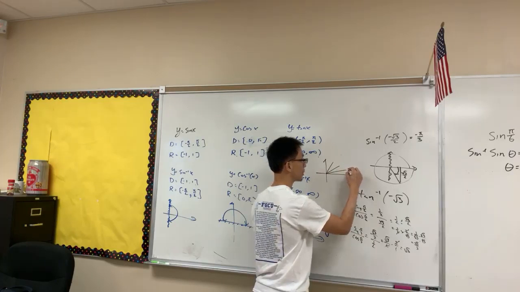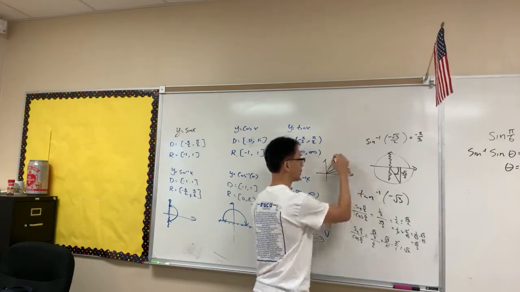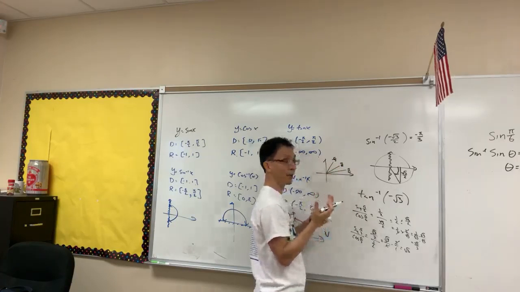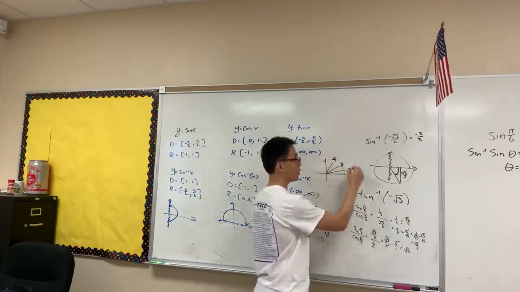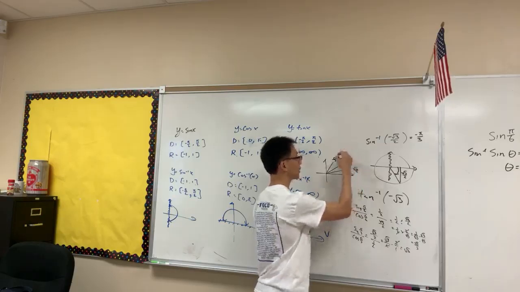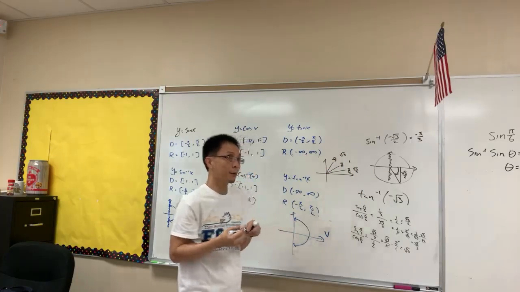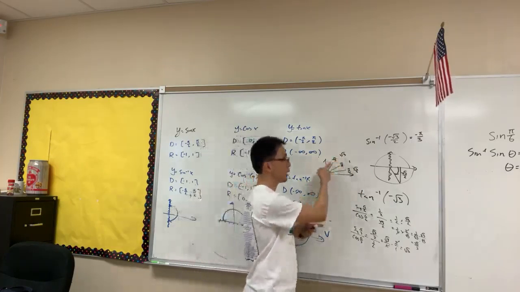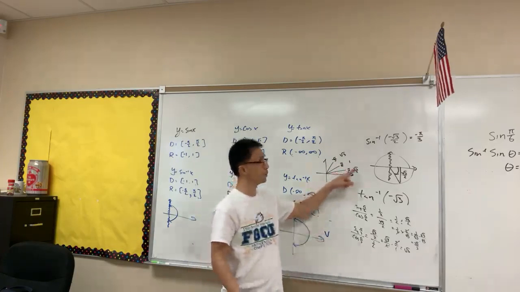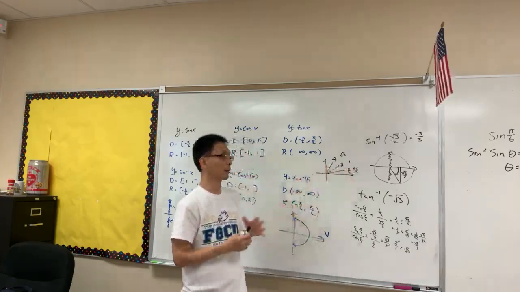Here's pi over 6. Here's pi over 4. Here's pi over 3, right? So for me, I'll actually remember the tangent value. The tangent value here is going to be square root 3 over 3. Here's 1. Here's square root 3. So if you know that value, it's going to help you a whole lot, because if you see square root 3, automatically think about pi over 3. If you see square root of 3 over 3, that's automatic pi over 6.